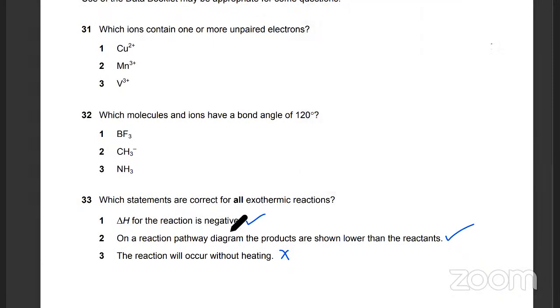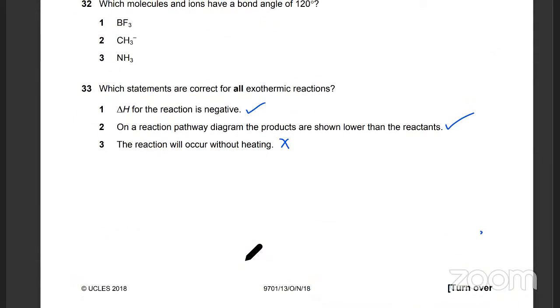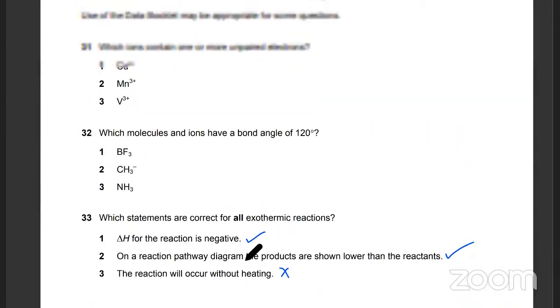So this one, the reaction will occur without heating. I mean, combustion is one reaction. Like you want to burn a mass, that's exothermic, right? But it will not happen without heating it first, or burning wood. Every reaction has a certain activation energy. If you don't give it that energy, the reaction will not start, whether it's endothermic or exothermic.